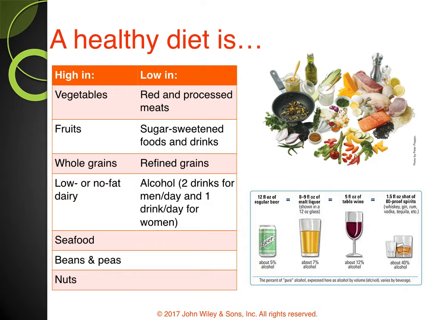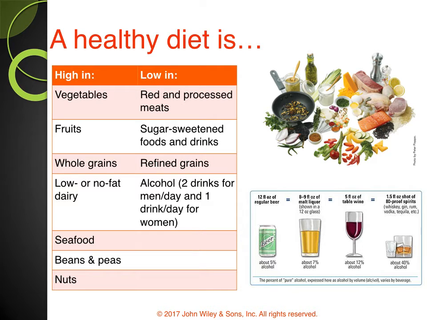So the next slide is just going over what I said. We want a healthy diet, and what that looks like is a diet that's high in vegetables, fruits, whole grains, low fat or no fat dairy, seafood, beans, and peas. And I feel like this textbook does a really great job at breaking each category down and giving you examples of what all that means.